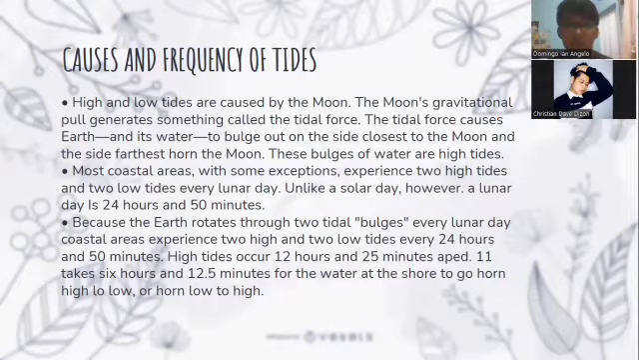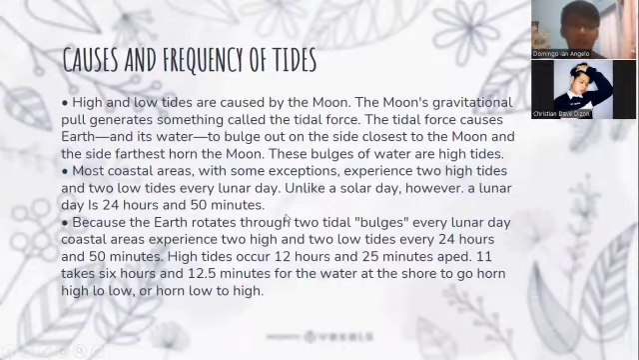The tidal force causes Earth and its water to bulge out on the side closest to the moon and the side farthest from the moon. This bulge of water is high tides. Most coastal areas, with some exceptions, experience two high tides and two low tides every lunar day. Unlike a solar day, however, a lunar day is 24 hours and 50 minutes.